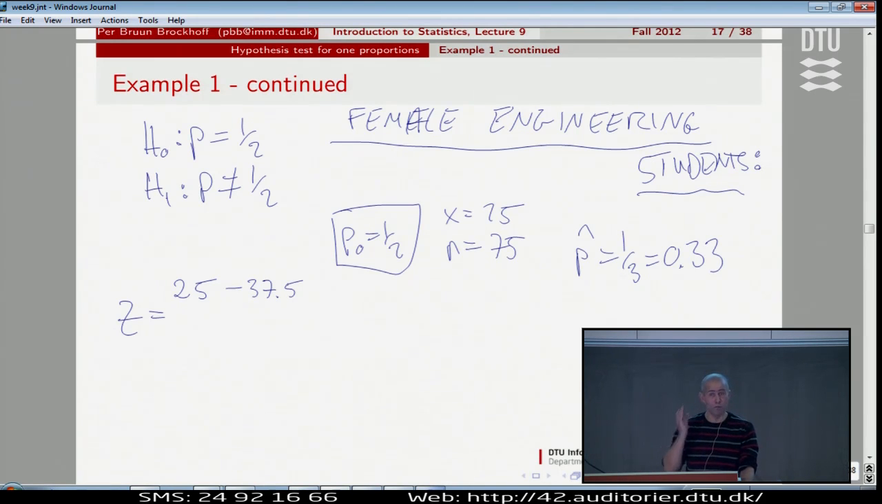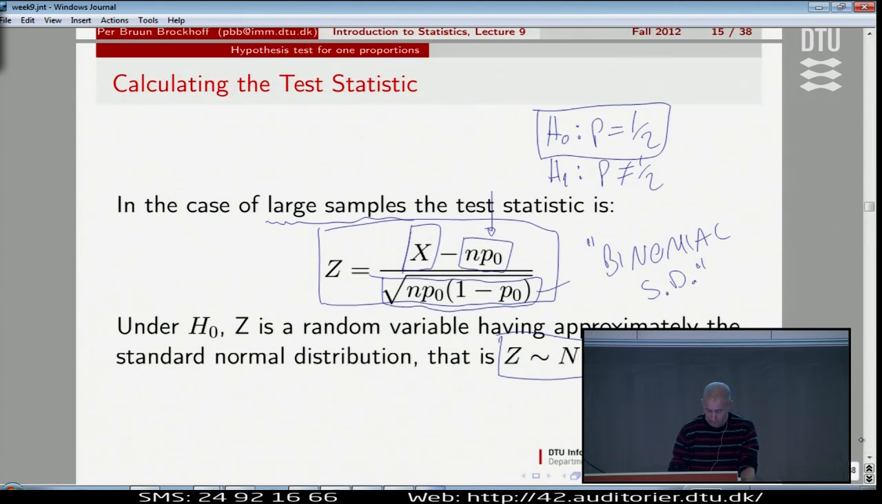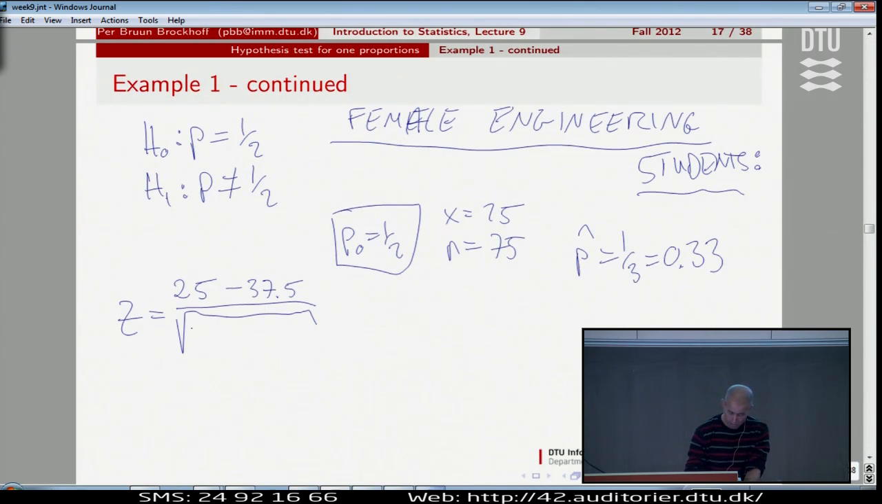If it should match the hypothesis exactly, then I should divide by what? If I don't remember, I have a look. Should divide by n. That's 75. And then P0, 1 minus P0. And then I do this computation. Sorry. It was the P naught, of course, not the observed. Thank you. Like that.